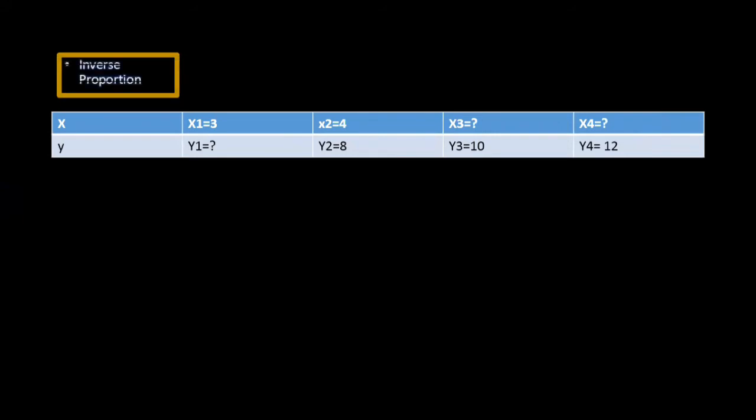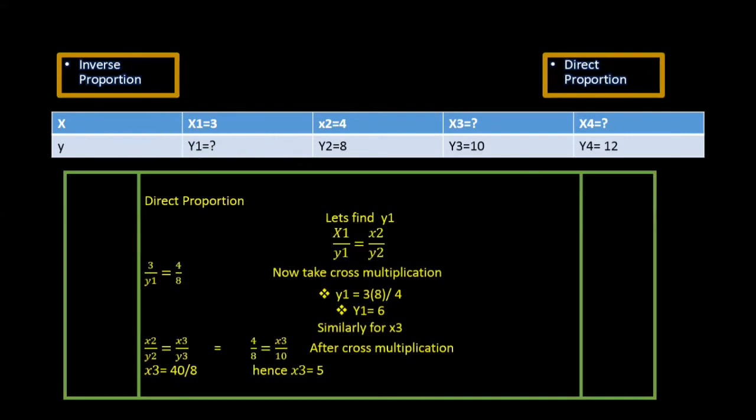If there is a table and some values are missing, let's see whether the table can be solved with the help of inverse proportion or direct proportion. For the values of x, let's check whether they are increasing or decreasing, and the same for the values of y. From investigation, we see that x is increasing and y is increasing too. So we are going to use the formula of direct proportion.